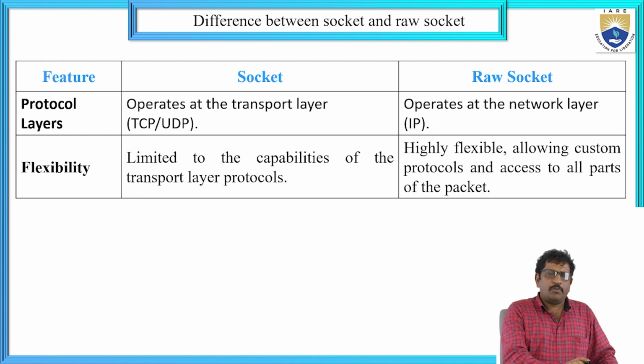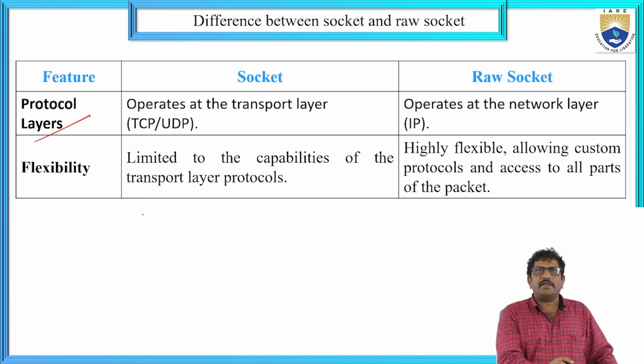Here are the protocol layers. In terms of the protocol layers, the difference between the socket and the raw socket is that sockets operate at the transport layer. That means we are utilizing TCP and UDP, the Transmission Control Protocol and the User Datagram Protocol. Raw sockets operate at the network layer with the help of the Internet Protocol.